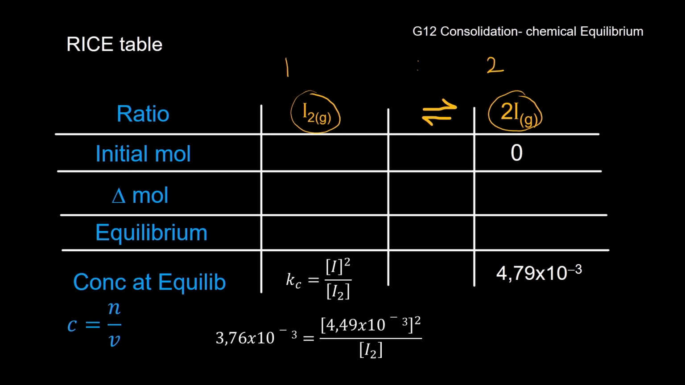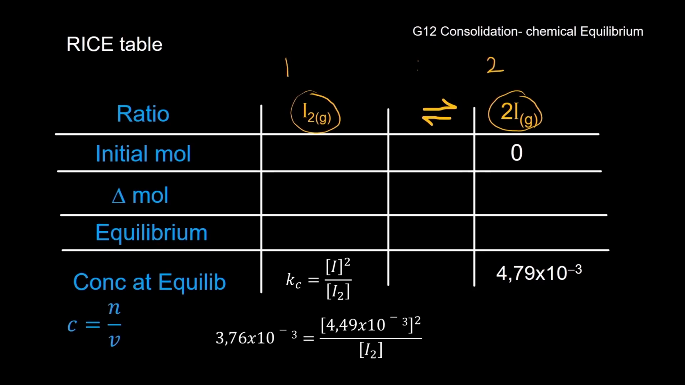I stands for initial moles, so the initial number of moles. We have not been told anything. We don't know what the initial number of moles of iodine molecules is at the beginning of this reaction. Nothing. We do know, though, that when the reaction starts, the number of moles of product is going to be 0. So we do have that. Now, change in mole. We don't know anything.